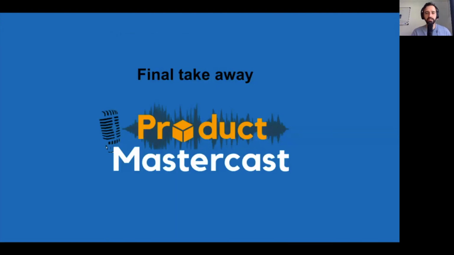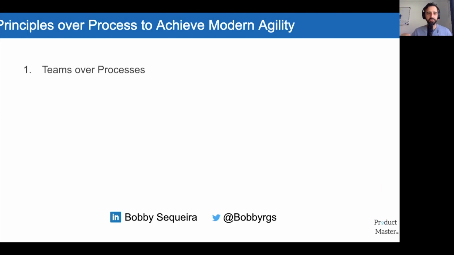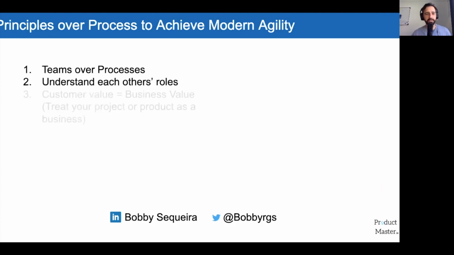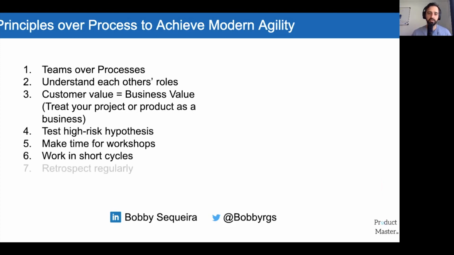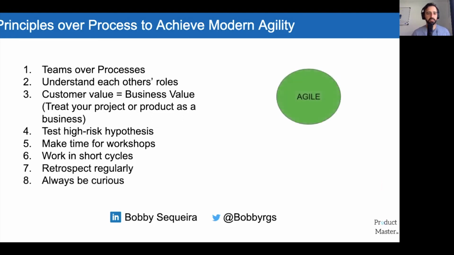Final takeaways. I hope you enjoyed it, but just to go over them quickly. Principle number 1, teams over processes, those individuals and interactions. Understand each other's roles. Principle number 2, make sure everyone understands what their role is. Principle number 3, customer value is business value. So treat your project or product as a business and be more customer centric or user centric.